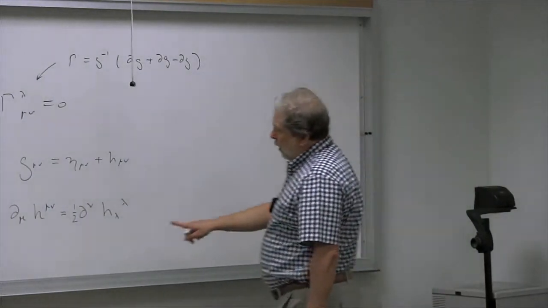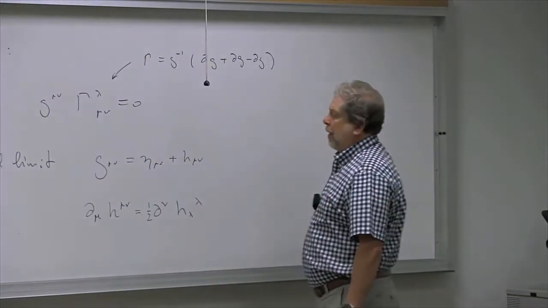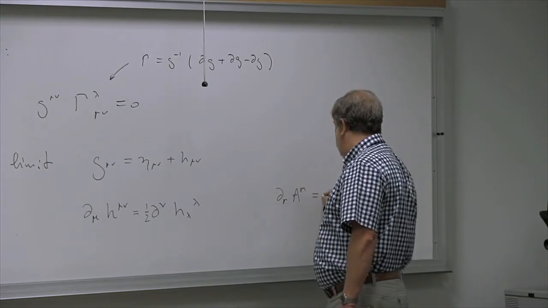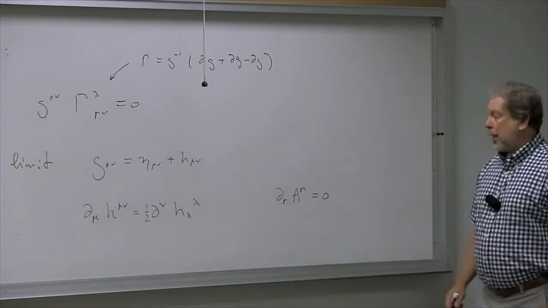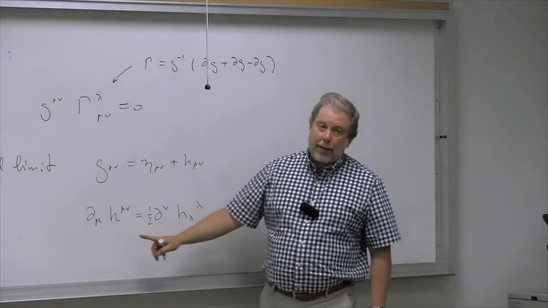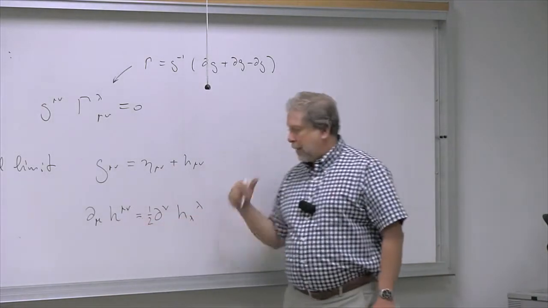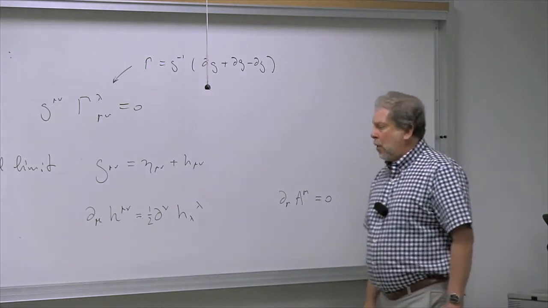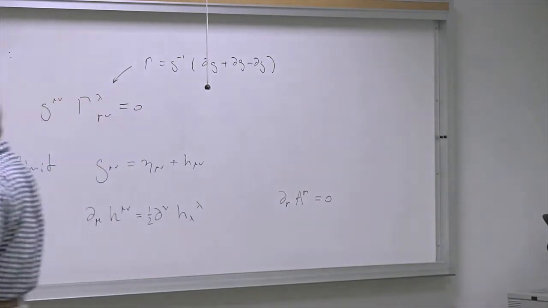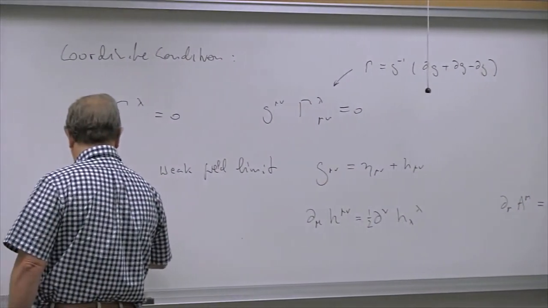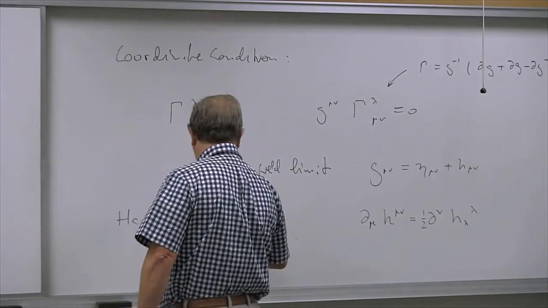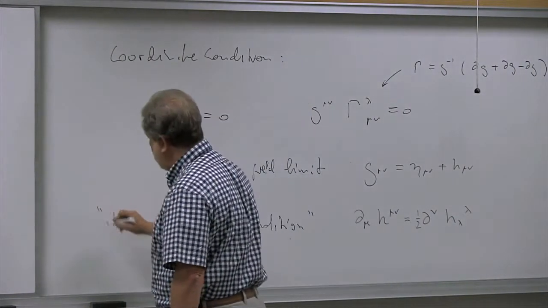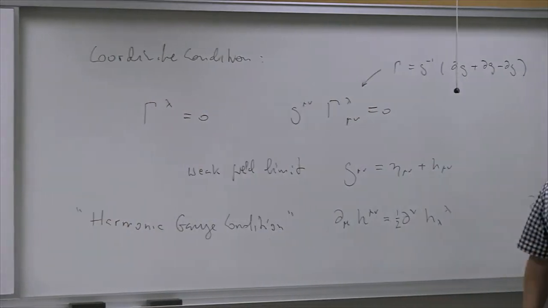So, of course, it looks a little bit like the condition we have in electromagnetism, which is d_mu A^mu, or d_alpha A^alpha, is equal to 0. It looks a little bit like that, but not quite, because we have a term like that part there, and then we also have one that involves the trace. So this is called a harmonic gauge condition. At first it's not obvious why it's called a harmonic gauge.